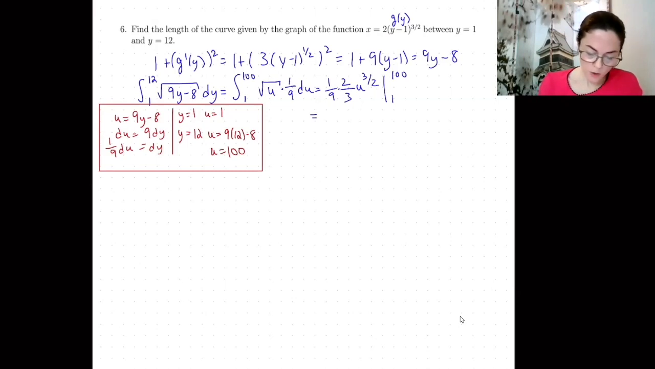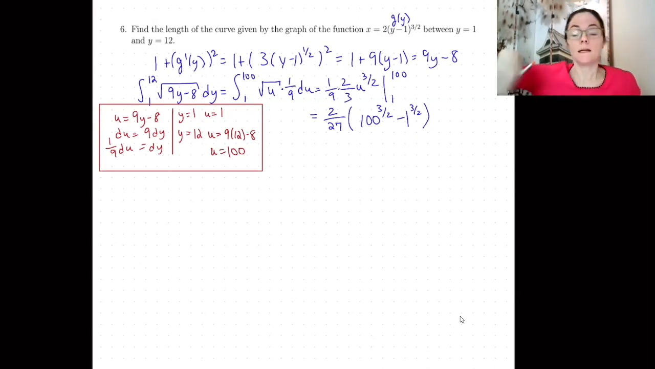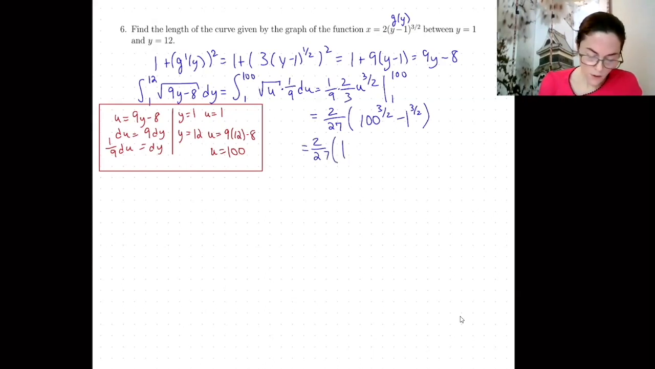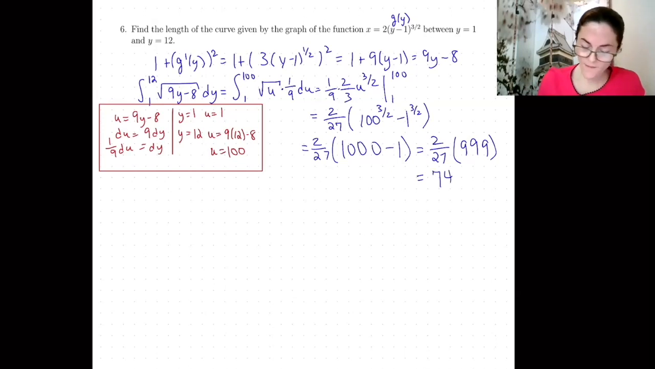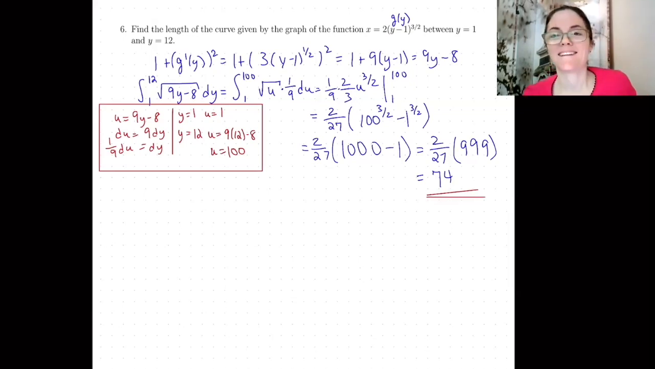Okay, so we get 2 over 27. And then we have 100 to the 3/2 minus 1 to the 3/2. But this is something I can actually calculate. The square root of 100 is 10, and then cube it, 1,000. So we get 2 over 27, 1,000 minus 1. So this one works out as an actual integer. Okay, very nice, 74. Okay, here is the answer to this one.